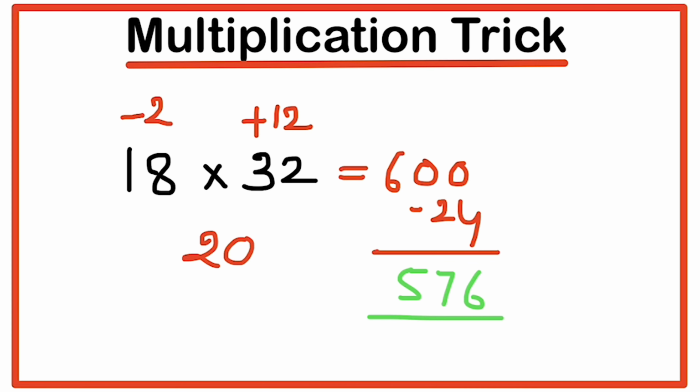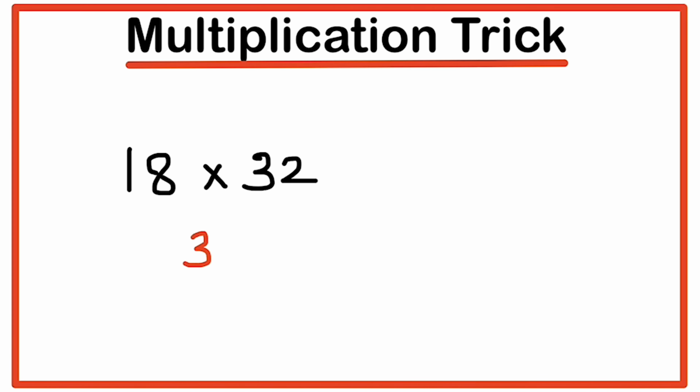So the same question we can do by assuming the base as 30. So let's see if we assume the base as 30 whether we are getting the same answer or not. Okay, so here just take the base as 30. So this first number will become 30 minus 12, right? So we will just write minus 12 here, and then the second number will become 30 plus 2. So we will write plus 2 over here.